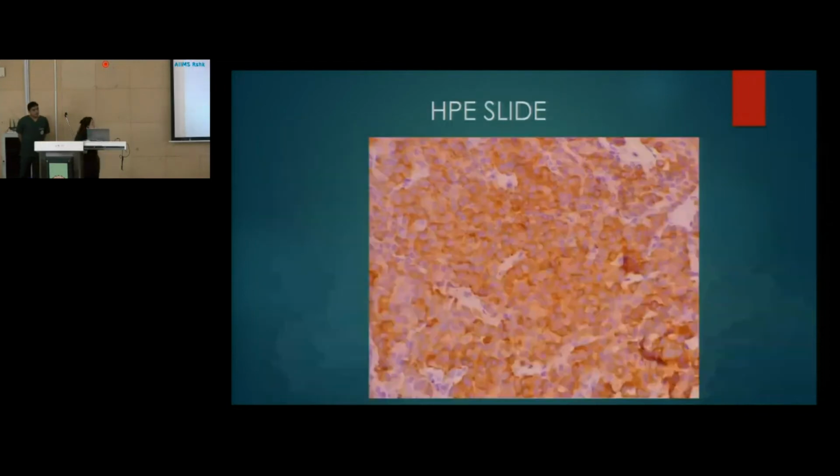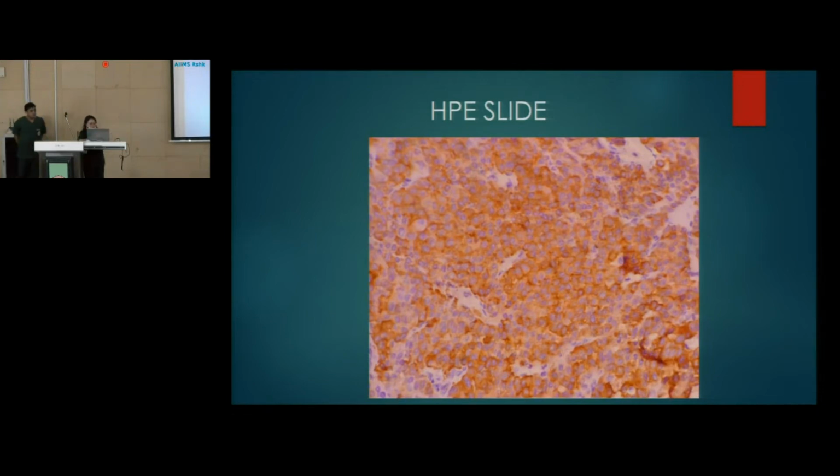And immunohistochemistry was done, and this is the synaptophysin. It came out to be diffusely cytoplasmic staining. Other than that, we did chromogranin, in order to rule out whether it is medullary or cortical. Since in cortical tumors chromogranin is negative, it rules out pheochromocytoma.